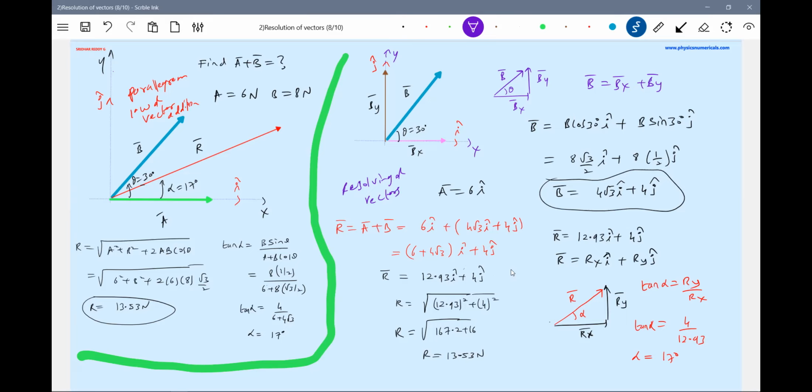Now, finally, you may ask, sir, the right hand side one was a little bit lengthy. This problem may be lengthy, but as we go ahead, I'll give a few more problems. For more than two vectors, parallelogram will be very, very difficult. Two vectors, okay, this is fine. Any number of vectors, resolution of vectors is very easy. Within a few minutes you can get the answer.